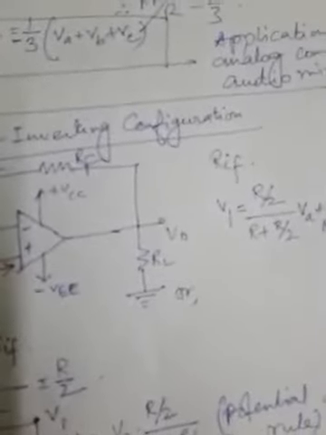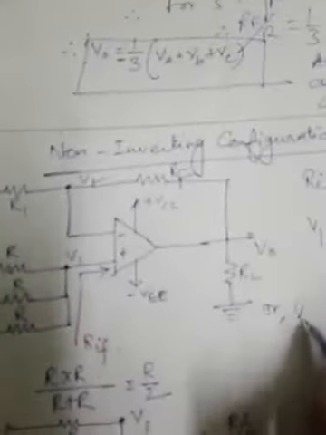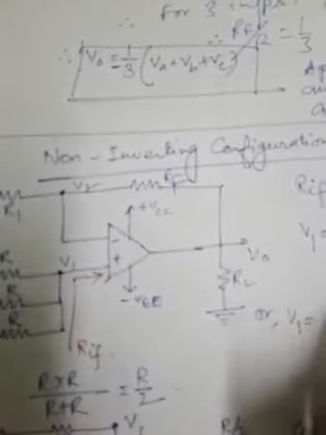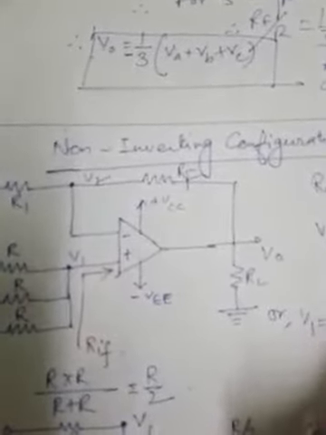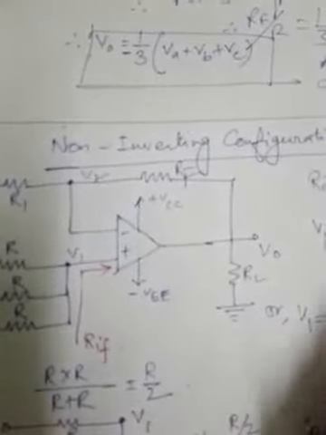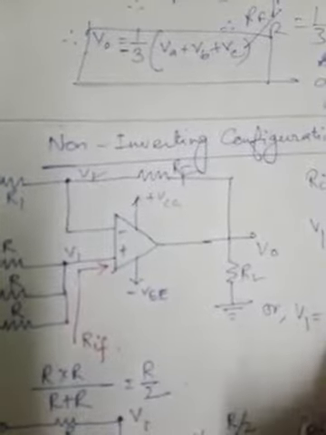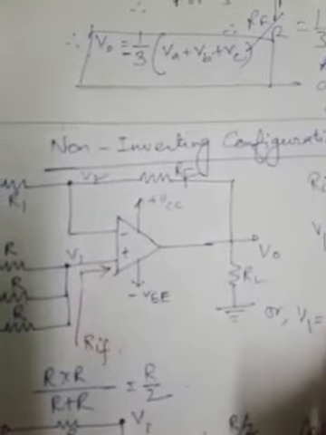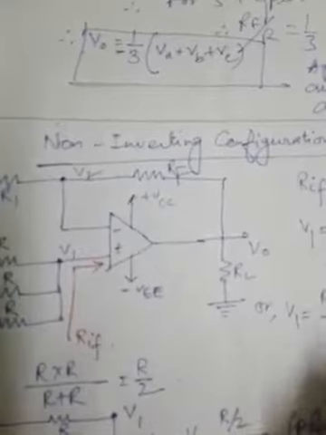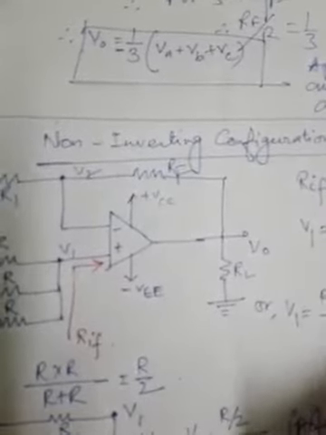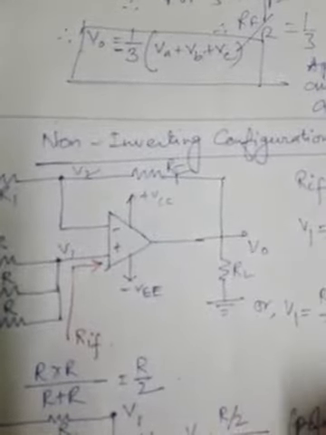Okay, so therefore, from here, if we simplify the whole, we can find V1 is equal to, this is R by 2 and R plus R by 2, that means it is 3R by 2, R by 2 divided by 3R by 2 taken common, times VA plus VB plus VC.